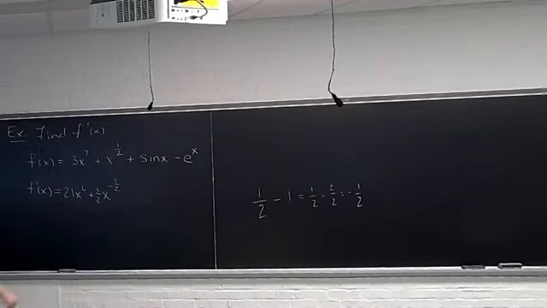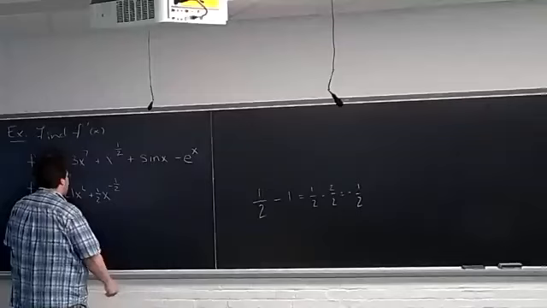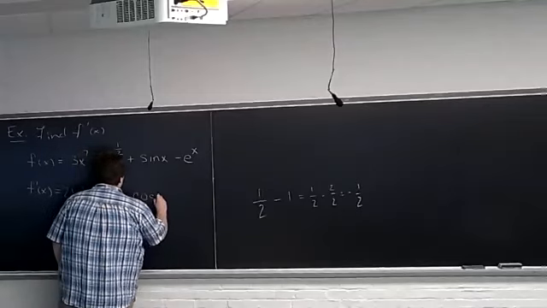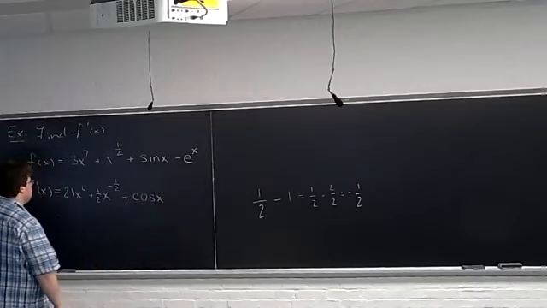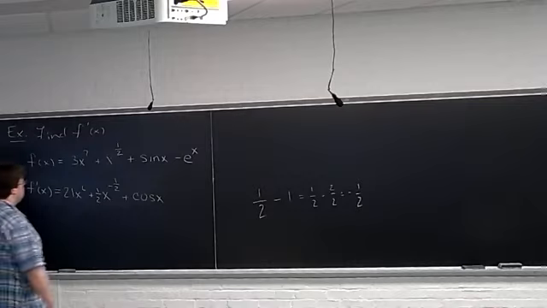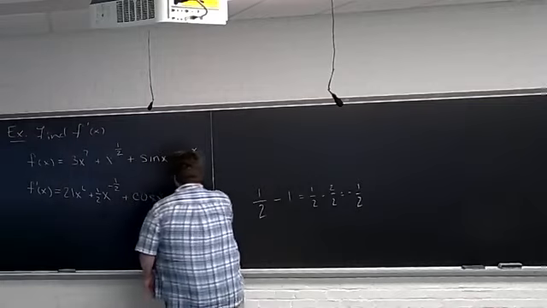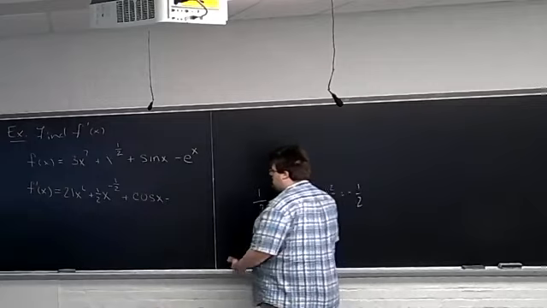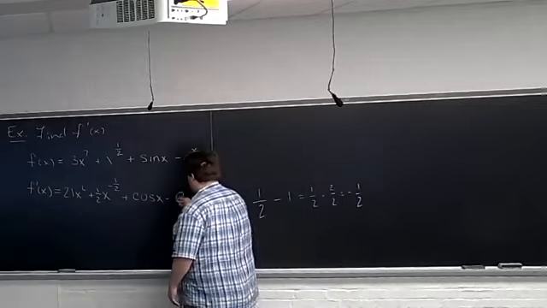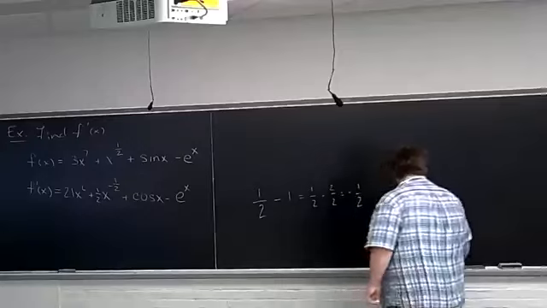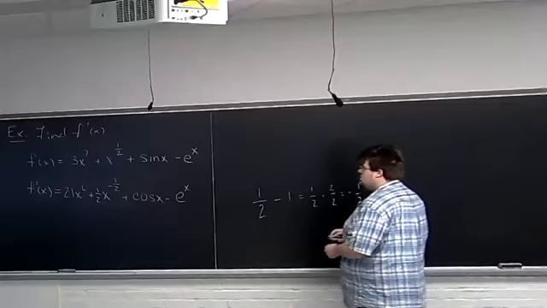The next piece we have is sine of x. The derivative of sine of x, positive sine of x, is positive cosine of x from the first of the trig rules. And then last we have a negative, so we can carry that negative down. And e to the x, the derivative of e to the x is itself. So any questions about that one?